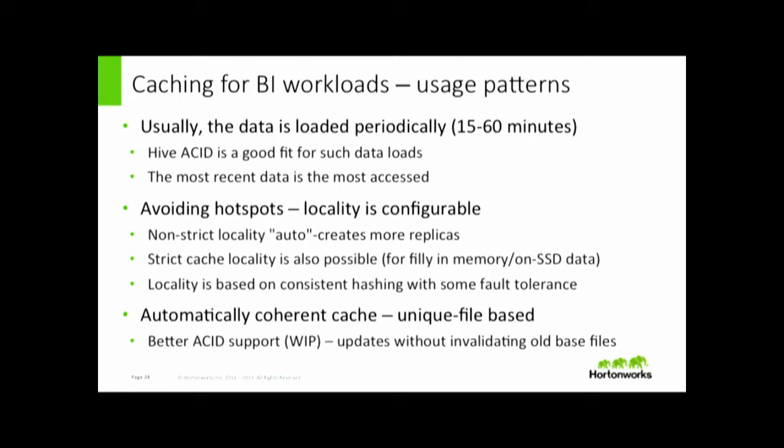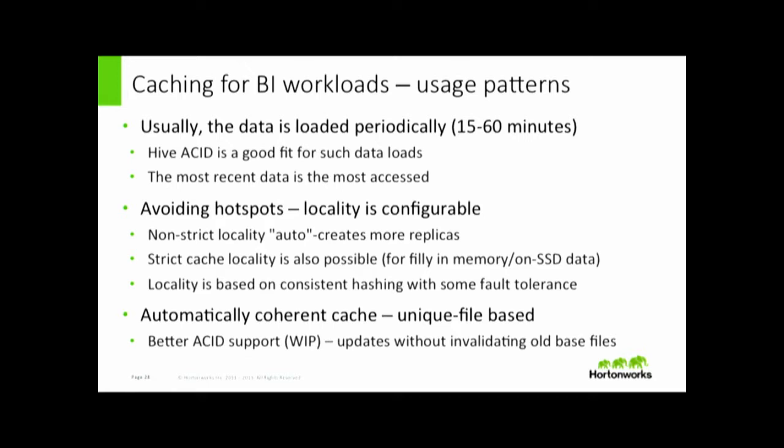So in the case of LLAP, you have an option to relax cache locality, which basically means that shortly after running into the hotspot, the system will try to schedule the work on a different node and actually cache the data in that node also. So your cache will automatically create multiple replicas of this data that will be used to avoid the hotspot over time.